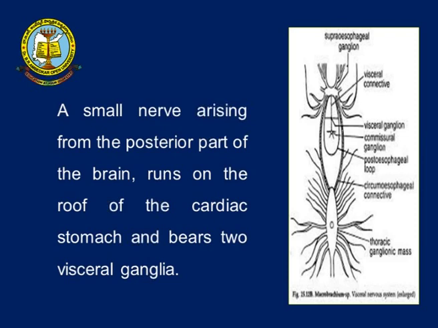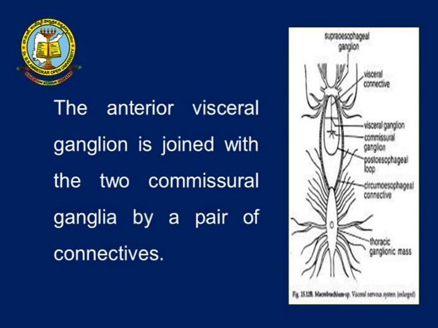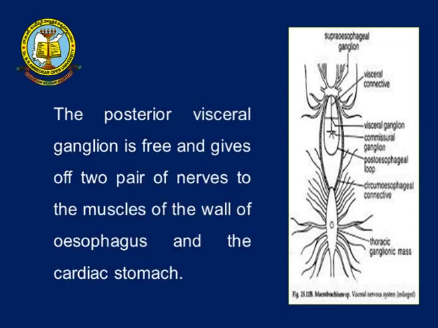A small nerve arising from the posterior part of the brain runs on the roof of the cardiac stomach and bears two visceral ganglia. The anterior visceral ganglion is joined with the two commissural ganglia by a pair of connectives, and the posterior visceral ganglion is free and gives off two pairs of nerves to the muscles of the esophagus and the cardiac muscles. So, these are the different nerves that come around.